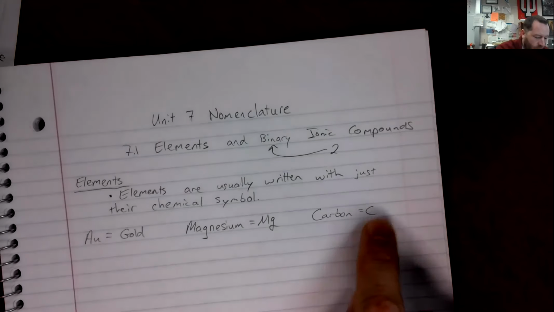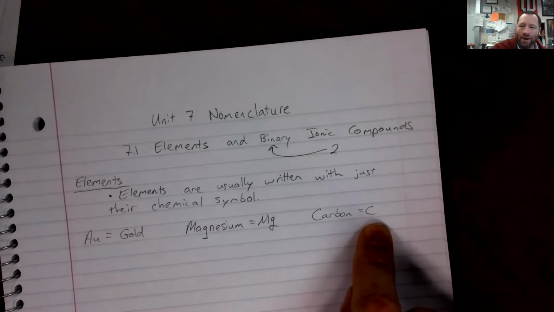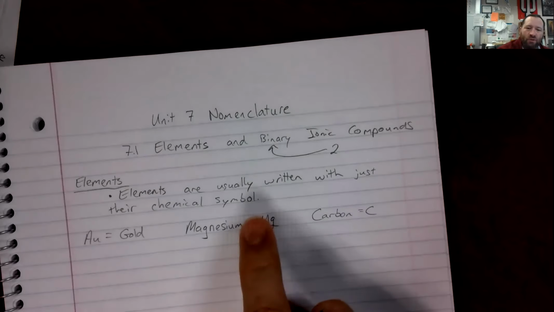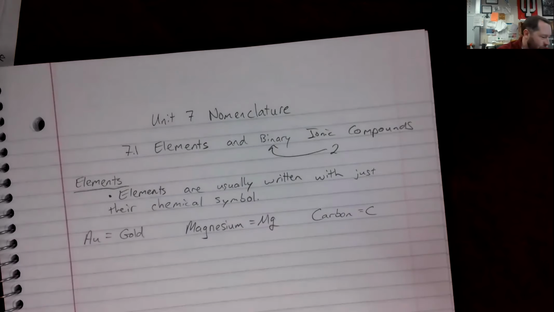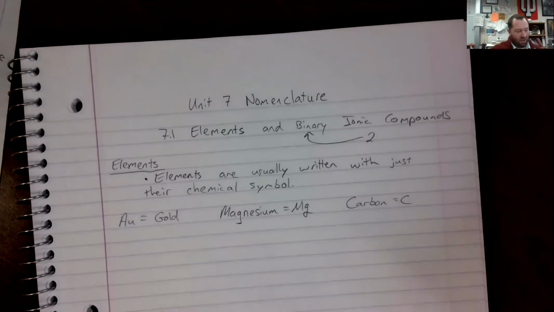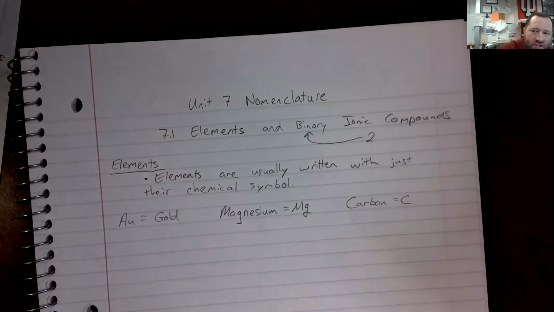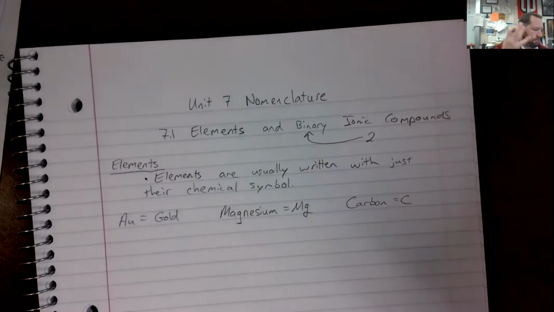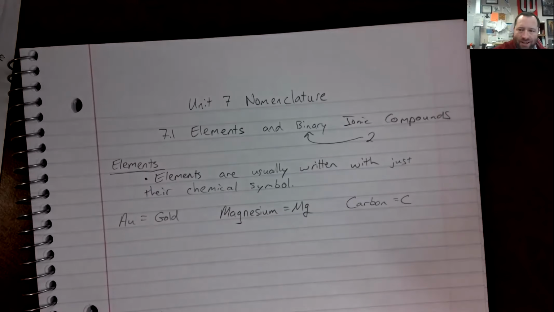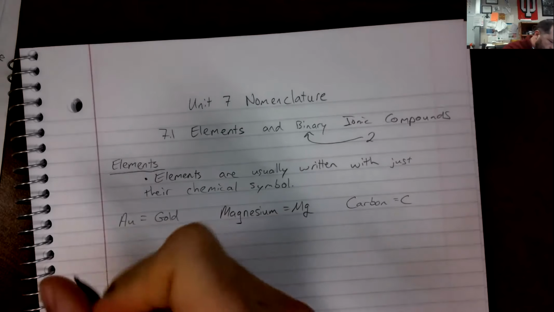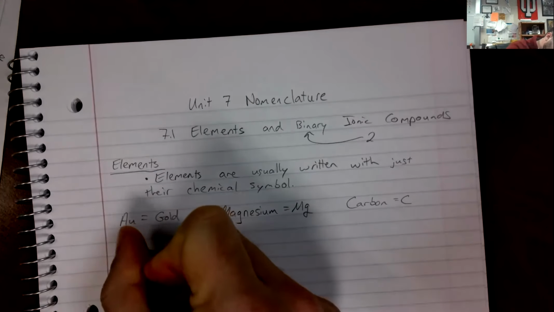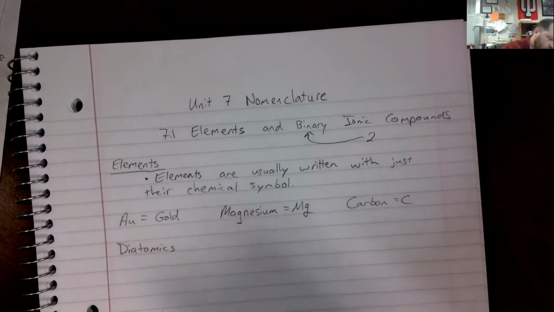You don't always have two letters. Carbon, for instance, only has one. But whenever you have two, the first one's capitalized, the second one's lowercase. So this works for just about all the elements. If you're given sodium, you write Na. If you're given potassium, you write K. But there's a handful of elements that are just a little bit different. And these are called the diatomics.